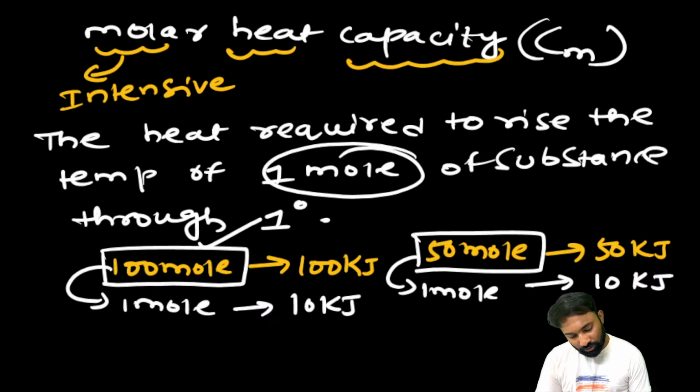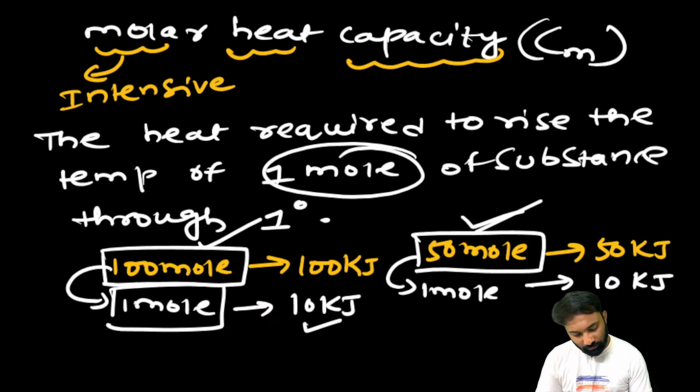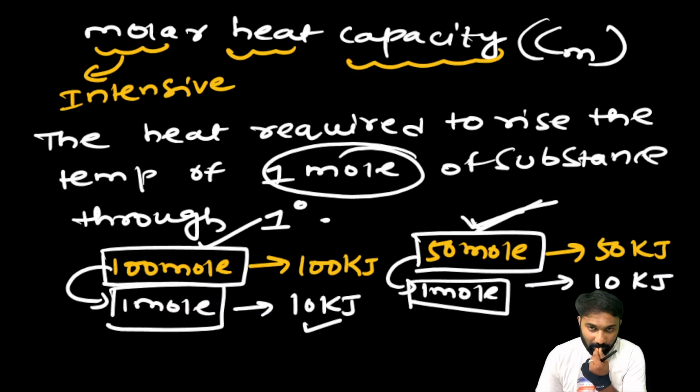Means 100 moles you take, 50 moles you take. In that 100 moles, if you take 1 mole and calculate, that heat is fixed. For the 50 moles, if you take 1 mole and cross check the heat, that heat is fixed. All the fixed properties of the heat is called, which one? Intensive property or extensive property? Intensive property. Clear?